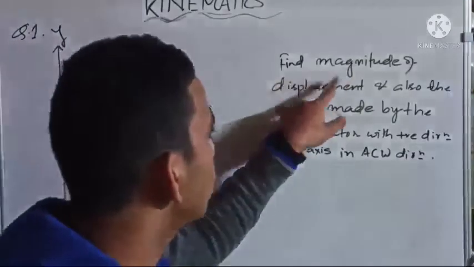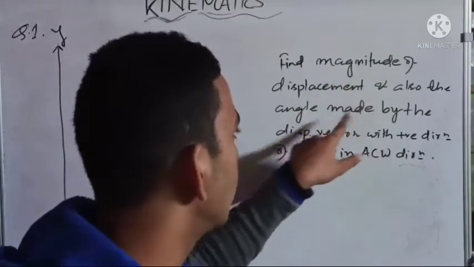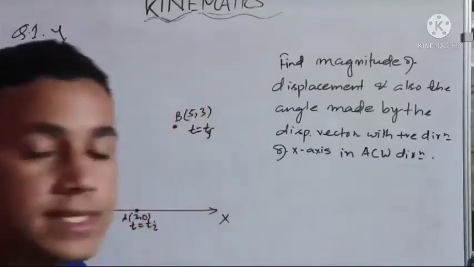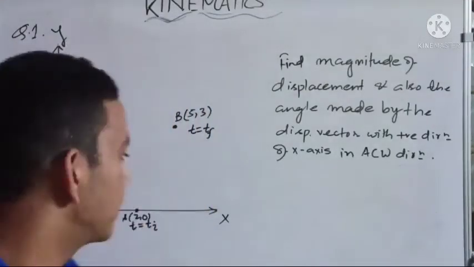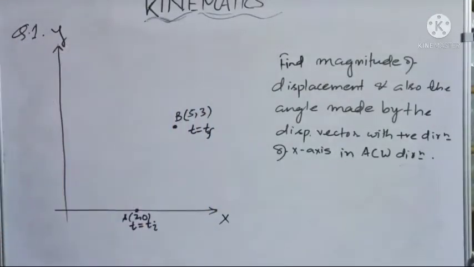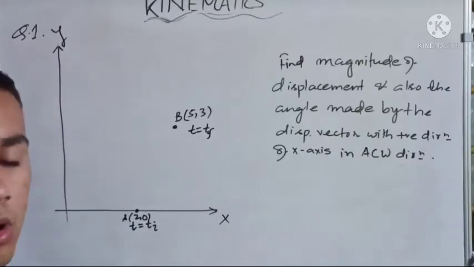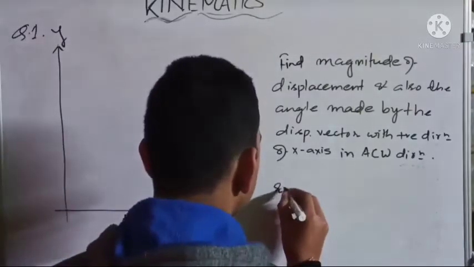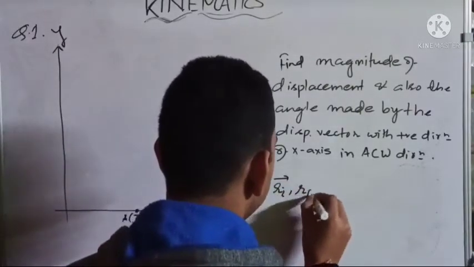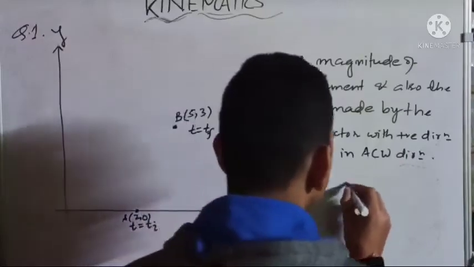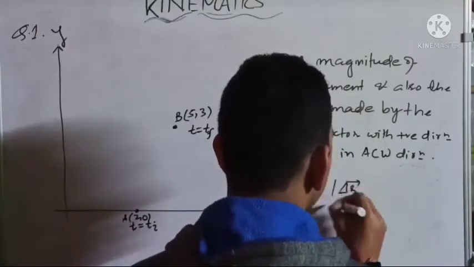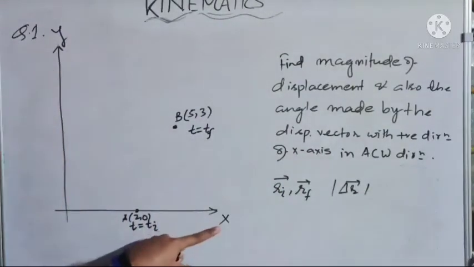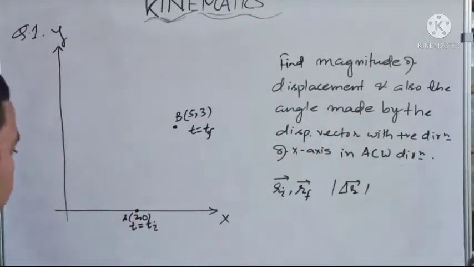Now we are required to find the magnitude of displacement and also the angle made by the displacement vector with the positive direction of x-axis in anti-clockwise direction. Let's start the problem. Here, let us first draw the initial and final position vectors, Ri vector and Rf vector. After that, we have to find delta R vector magnitude and the angle made by delta R vector with the positive direction of x-axis in anti-clockwise direction.